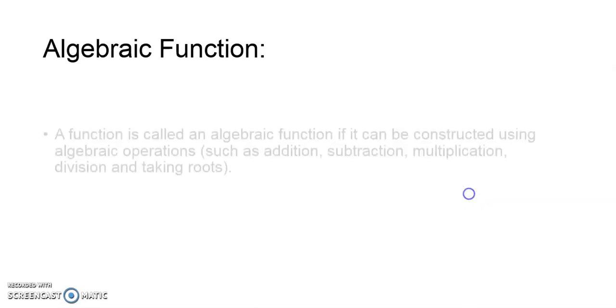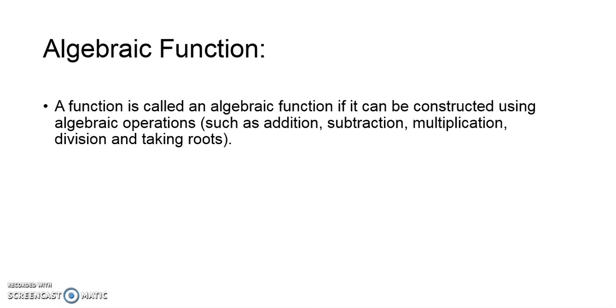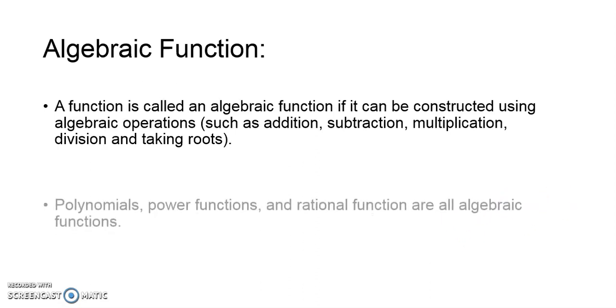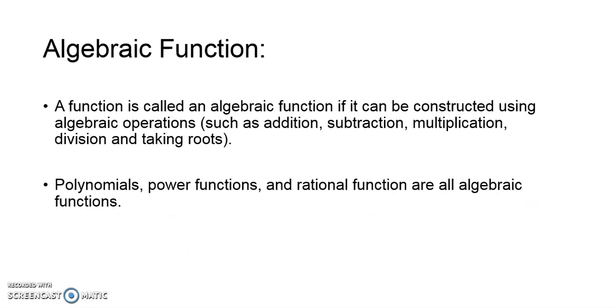What is an algebraic function? A function is called an algebraic function if it can be constructed using algebraic operations such as addition, subtraction, multiplication, division, and taking roots. Or we can say that an algebraic function is a function that can be defined as the root of a polynomial equation. Quite often, algebraic functions are algebraic expressions using a finite number of terms involving only the algebraic operations: addition, subtraction, multiplication, division, and raising to a fractional power. Examples of algebraic functions are polynomials, power functions, and rational functions.